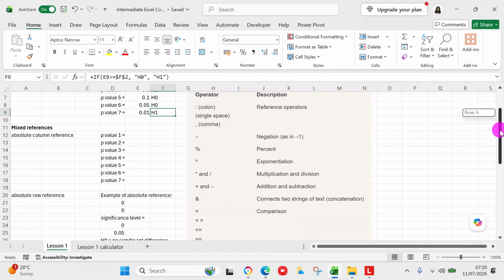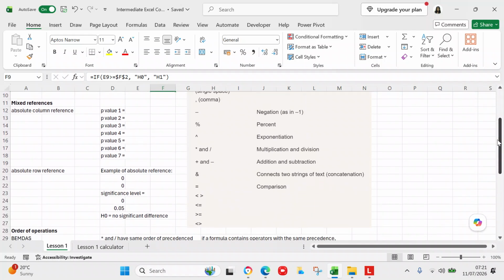I hope I've made myself clear on that. If you want the formula to stay on one particular cell always, then you have to use an absolute cell reference. You have to put the $ sign before the column and the $ sign before the row, and that will give you an absolute cell reference.